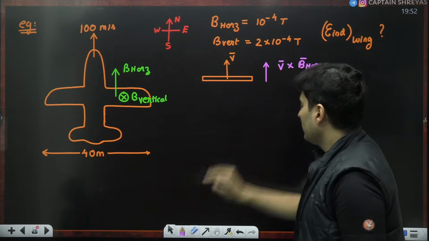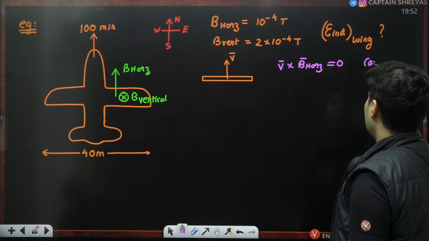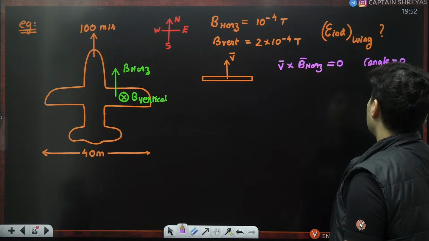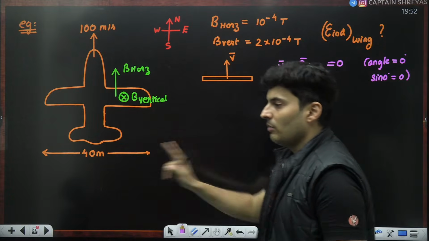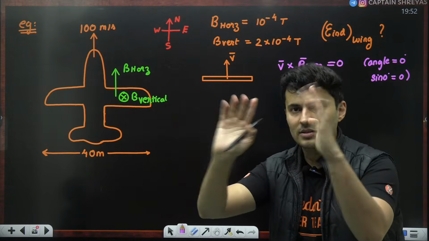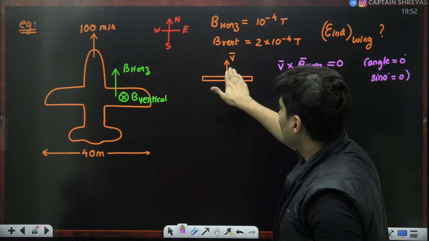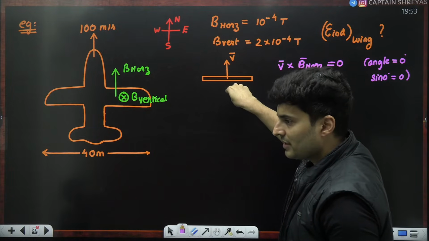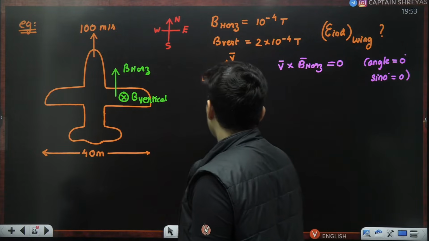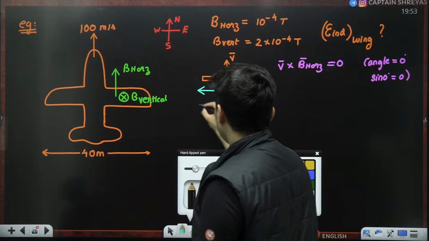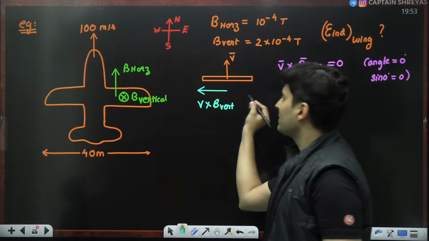So I think the answer will just come out to be a big fat 0, because the angle is 0 and sine 0 degree is 0 only. So V cross the horizontal component, parallel vectors, cross product is always 0. What about the vertical? V is here, vertical is down. V cross B inside, the thumb goes towards the left. So clearly over here, this is definitely creating velocity cross vertical component in this direction.